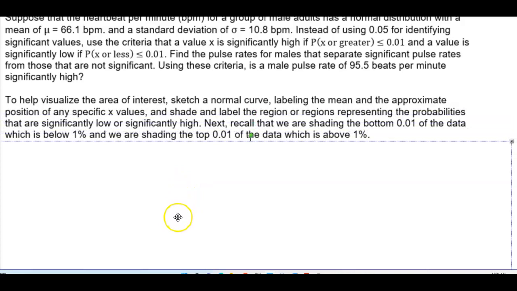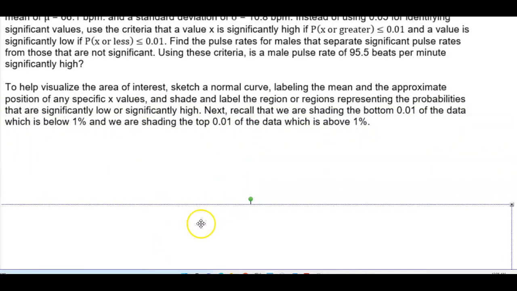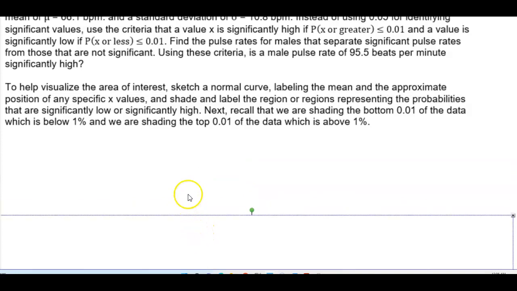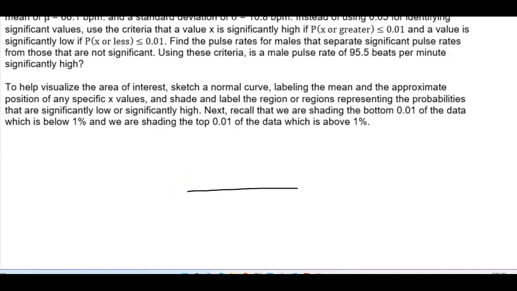So the first thing we want to do is to help visualize the area of interest. We want to sketch the normal curve, labeling the mean and the approximate position of any specific x values, and shade and label the region or regions representing the probabilities that are significantly low or significantly high. Recall that we are shading the bottom 0.01 of the data, which is below 1%, and the top 0.01 of the data, which is above 1%. So let's go ahead and draw our bell curve.